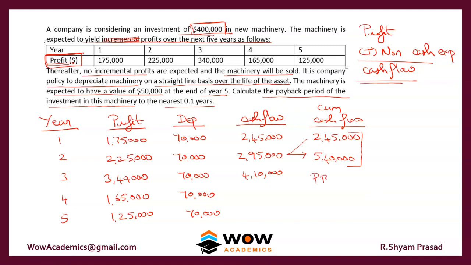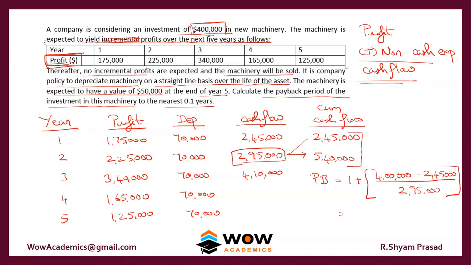So the payback equals how many years? Minimum you need 1 year to recover the amount. How much you have invested? You have invested 4 lakh. How much you have got in the first year? You got 2,45,000. How much you are going to get in the second year alone? In second year alone, you are going to get 2,95,000.